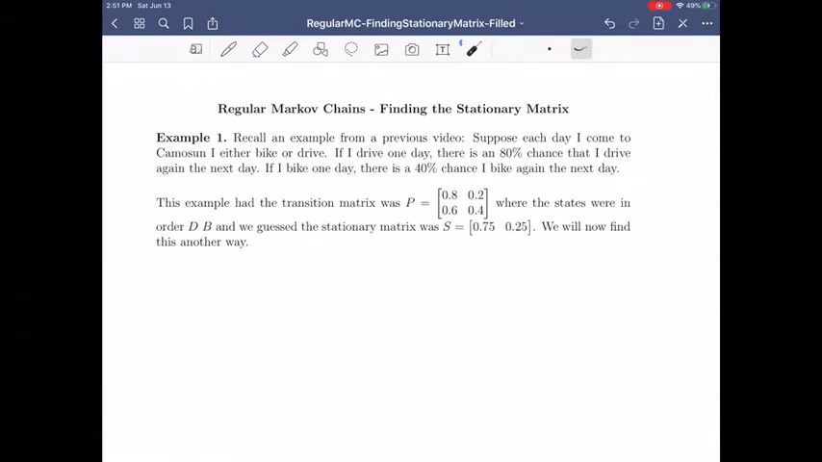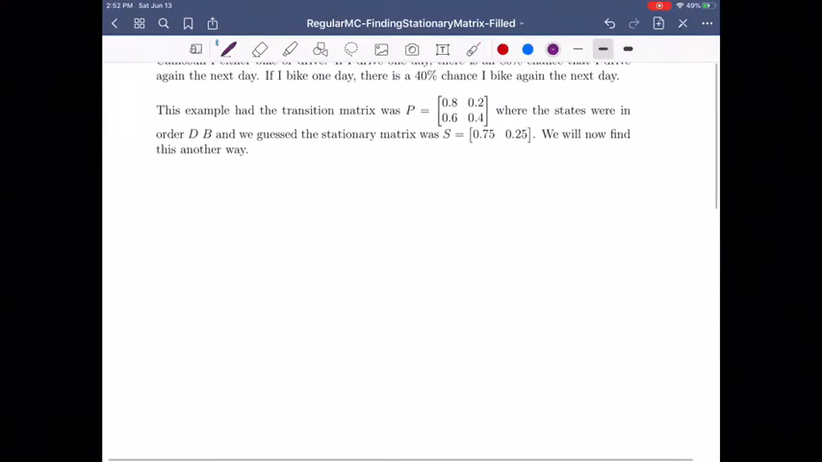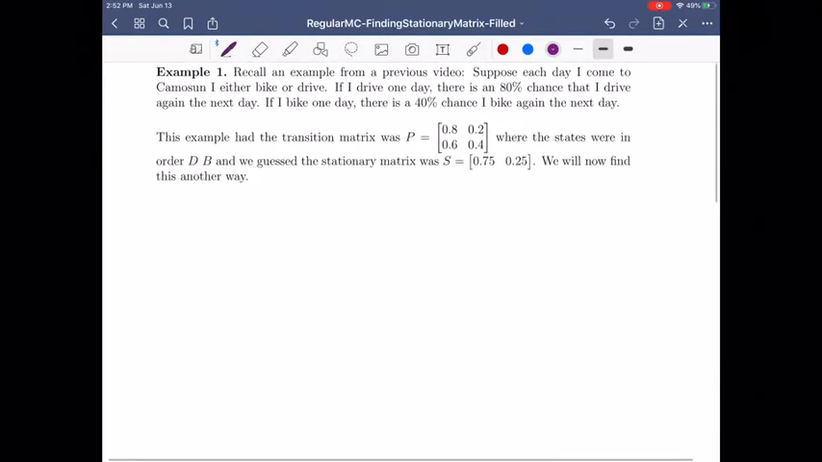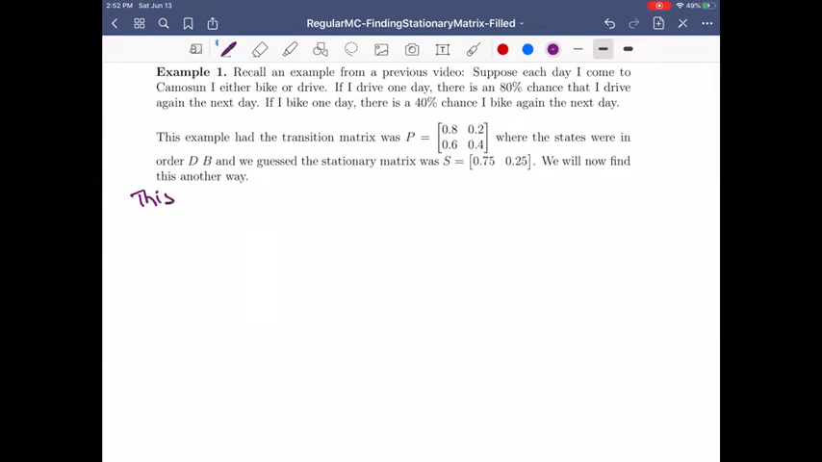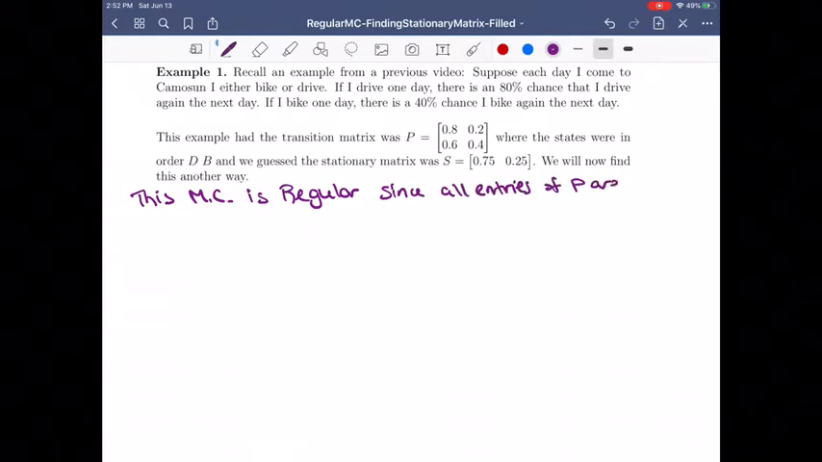Okay, so let's just suppose that we have a stationary matrix. First of all, this Markov chain, I'm going to call that MC, is definitely a regular Markov chain, since all entries of P are positive. So P to the 1 has all positive entries, so we know it's regular. That means that it has a stationary matrix.